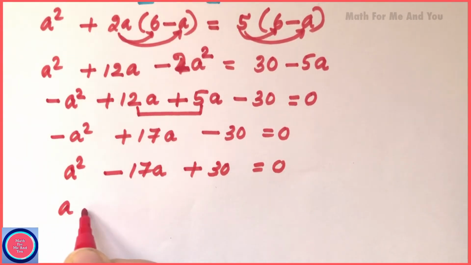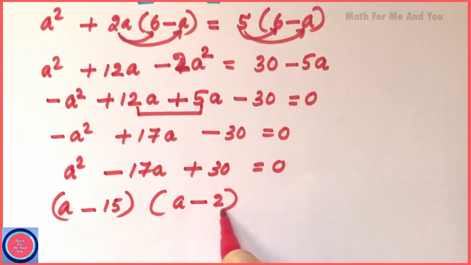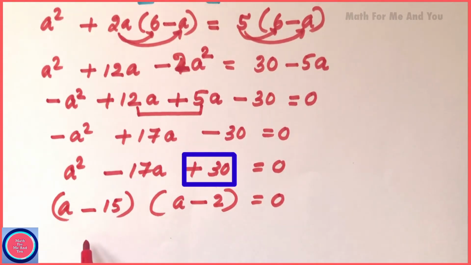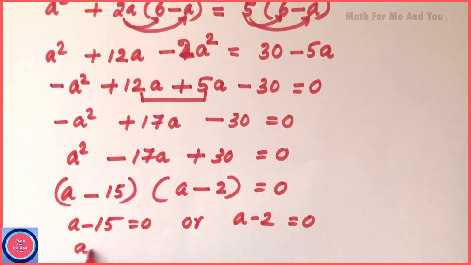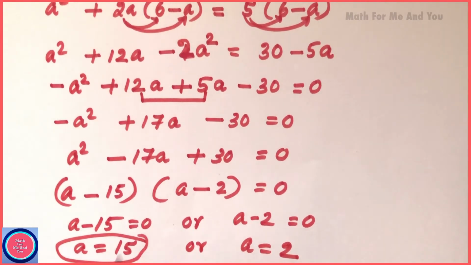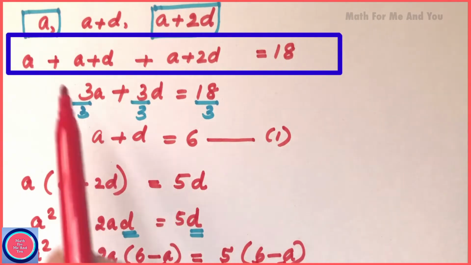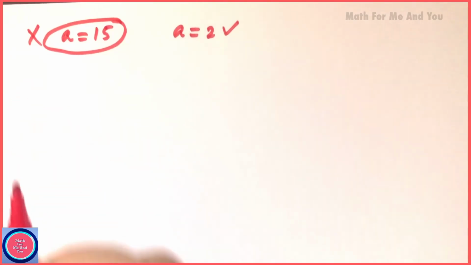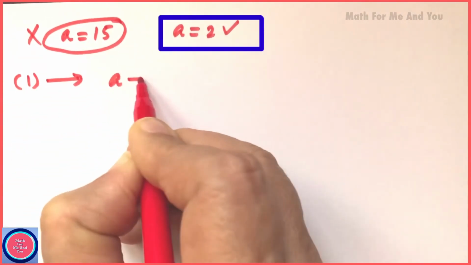We are going to factorize as A minus 15 times A minus 2 equals 0 because minus 15 times minus 2 is plus 30 and minus 15A plus minus 2A is minus 17A, that is the middle term. From here we can find what is A. A equals 15 or A equals 2. A equals 15, can we take 15 as our first term? No, because see the condition. Sum of 3 terms must be 18. If we take A as 15, the first term itself 15 means other 2 terms together will be more than 15. So we select A equals 2.